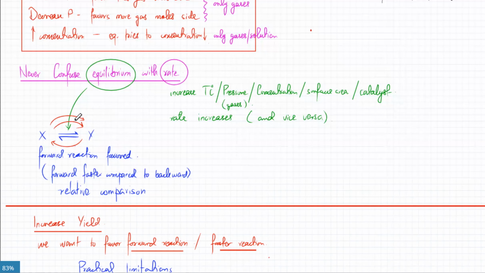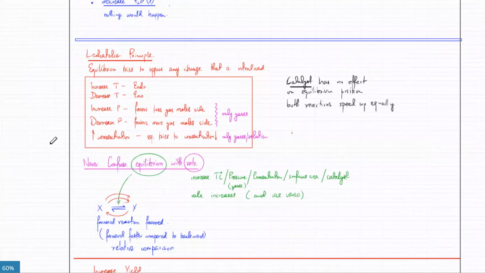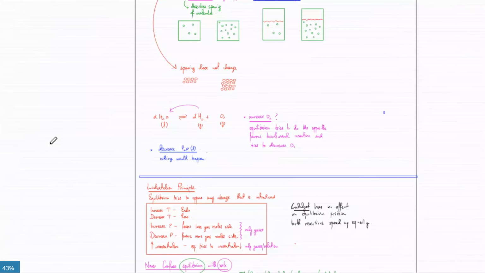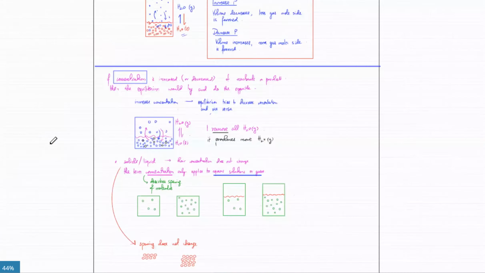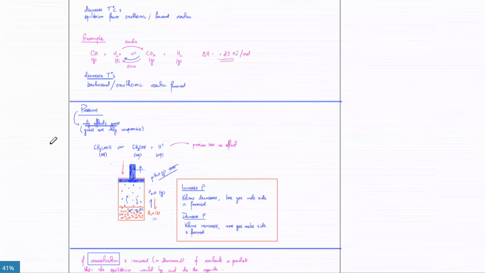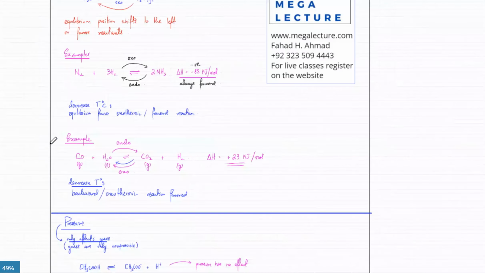Maybe both of them are slowing down, or maybe both of them are speeding up. But when we comment on equilibrium position, what we mean is that one of the reactions is faster compared to the other one. It's not a comment on the rate of the reaction. Let me explain this again. Where's the example? Just a second. Let's do this example.